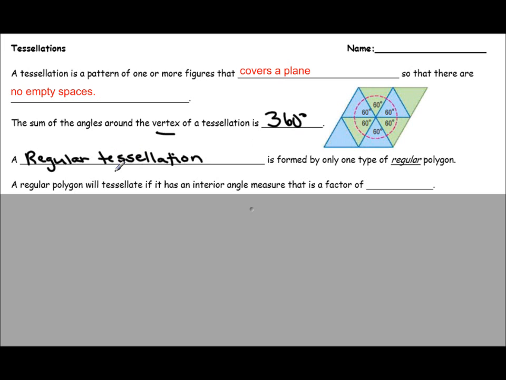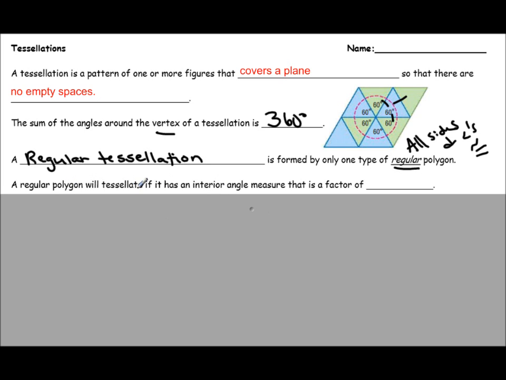A regular tessellation is formed by only one type of regular polygon. So if these are all equilateral triangles, remember a regular polygon has all sides and angles congruent. So if the tessellation is made up of all regular polygons, then it's called a regular tessellation.